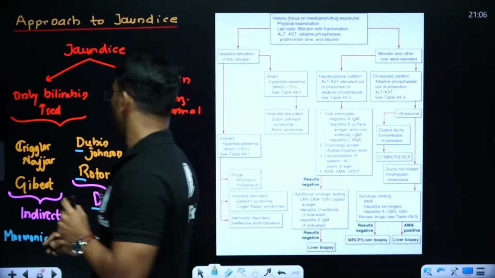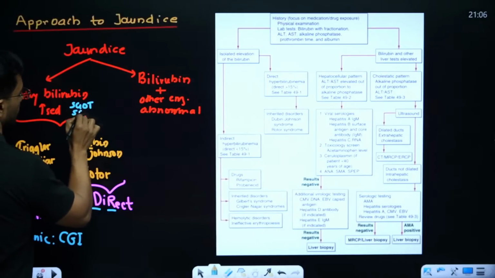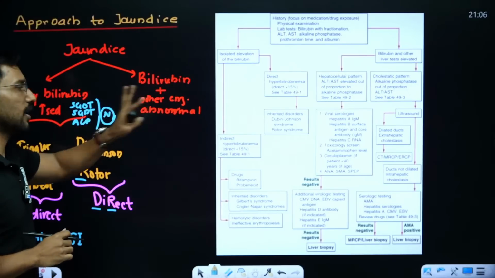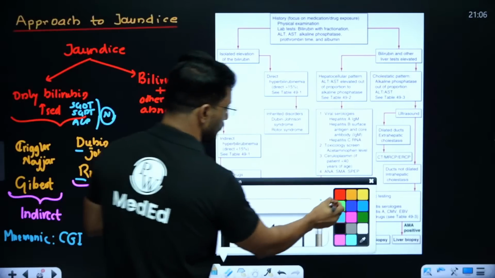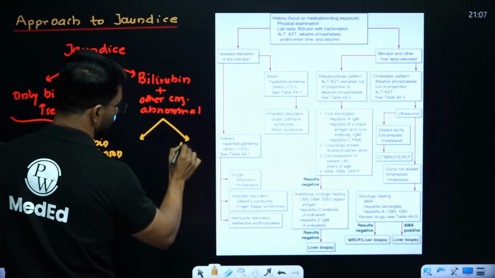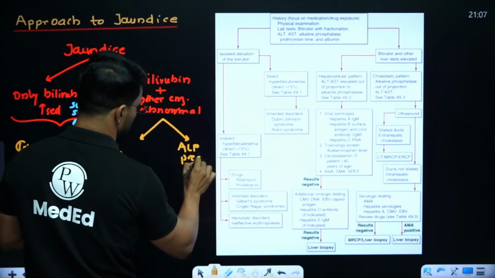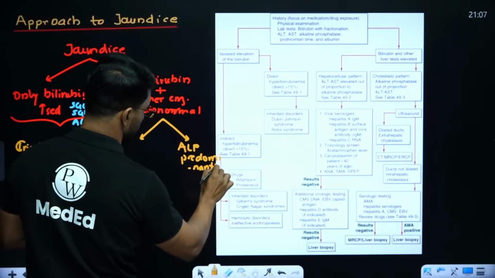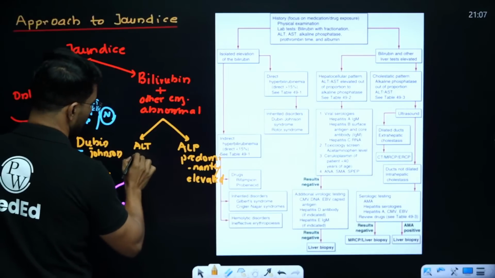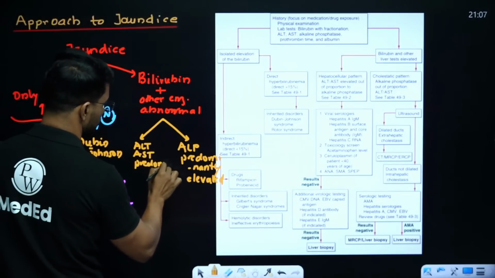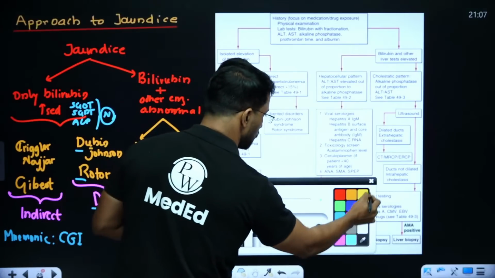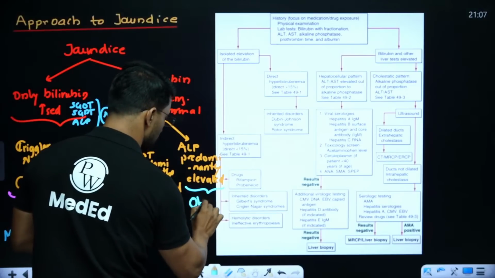SGOT, SGPT, ALK-Phos are normal in that case. Now here bilirubin plus either SGOT, SGPT or ALK-Phos is altered. How will I approach here, right? So please note down. When you're dealing with bilirubin and other enzymes being abnormal, you look at whether ALK-Phos is predominantly elevated, or whether SGOT, SGPT, which are nothing but AST, ALT, are predominantly elevated. If ALK-Phos is out of proportion elevated in comparison to SGOT, SGPT, it is suggestive of obstructive jaundice.